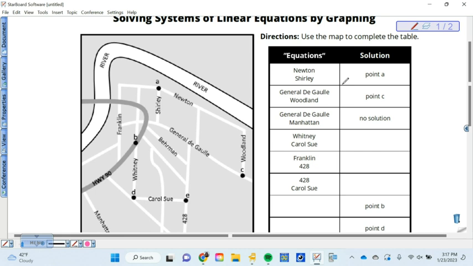Why do you think it says no solution for General de Gaulle and Manhattan? They don't intersect. Exactly. So can you finish filling out the rest of the table, please? Finish filling out the table. Once you finish filling out the table, you can answer the summarized questions at the bottom.